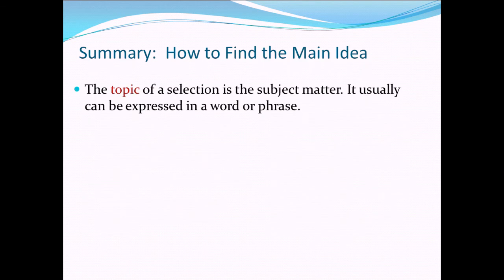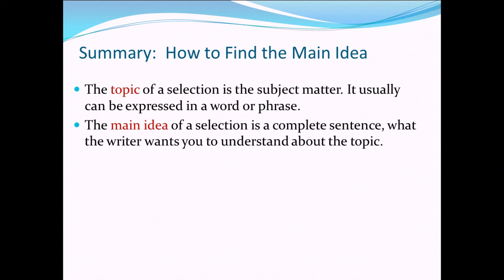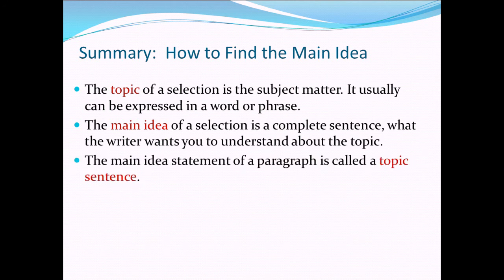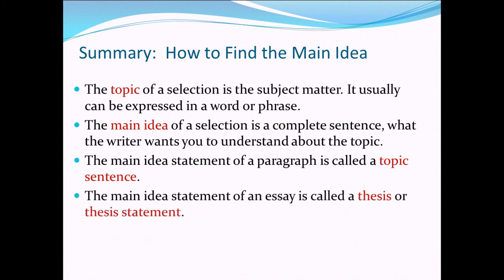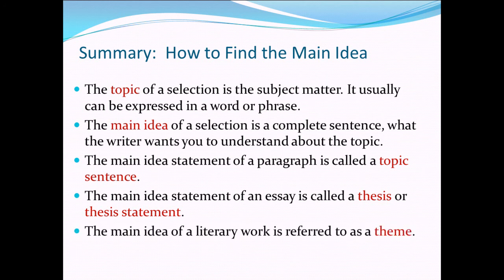Summary: how to find the main idea. The topic of a selection is the subject matter. It usually can be expressed in a word or phrase. The main idea of a selection is a complete sentence, what the writer wants you to understand about the topic. The main idea statement of a paragraph is called a topic sentence. The main idea statement of an essay is called a thesis or thesis statement. The main idea of a literary work is referred to as a theme.